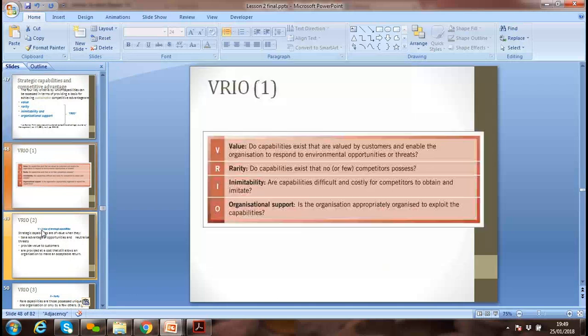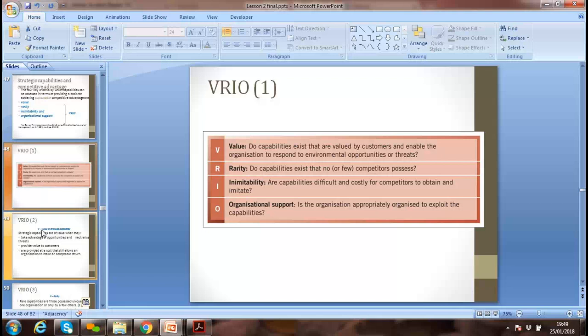That's the model. V stands for value. Does the capability exist that is valued by the customer? The customer feels they are getting the services, they see value in it, they are paying money. If the customer does not feel they are getting the value, we need to look around: do the capabilities exist that create value for the customer? So does our capability provide value to the customer or not?